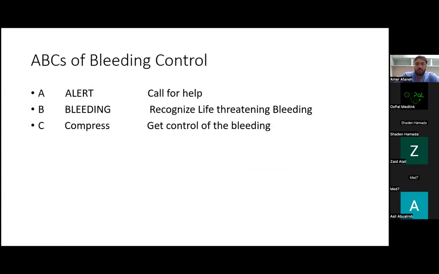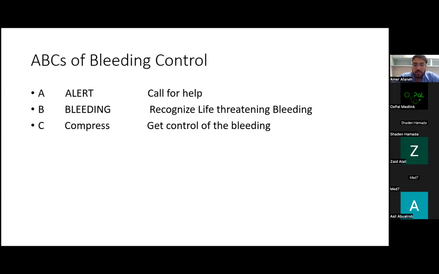And so typically we teach the ABCs of bleeding control. So ABC, A, alert. So you want to call for help. As you're going to the victim, you call for help, you alert people. Somebody calls an ambulance. B is bleeding, teaching how to recognize life-threatening bleeding. And then C stands for compress, which is getting control of the bleeding. And I'll go over some of those concepts.